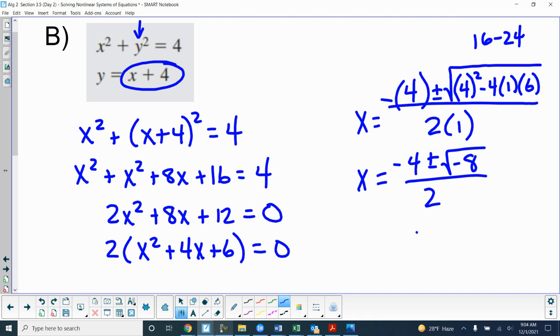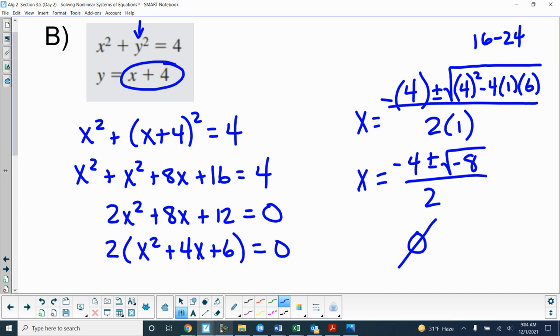So if you use the quadratic formula and get a negative under the radical sign, like we did here, that means there's no real solutions. We're getting into the imaginary solutions. All right? So we're just looking for real solutions on these systems. So if I were to graph the line and the circle, they would not meet. Okay? Does that make sense?